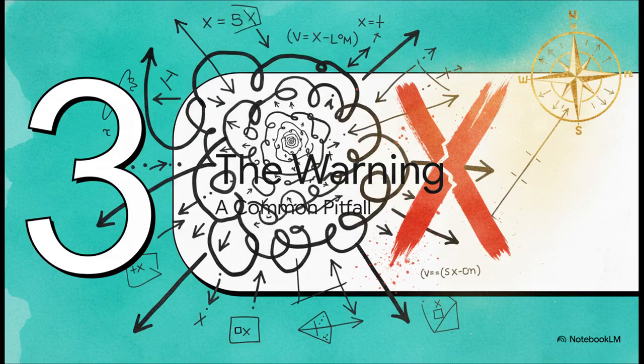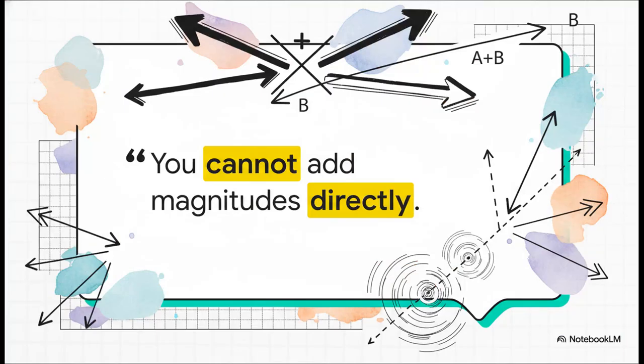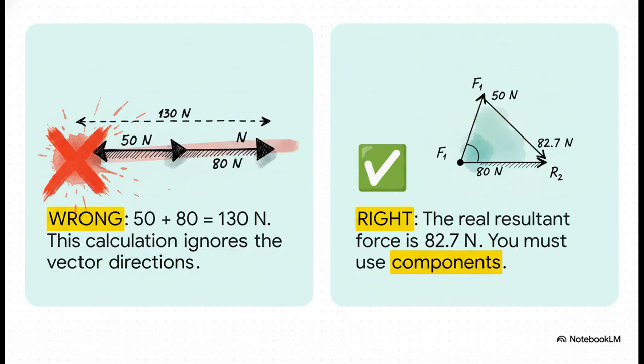Now, before we move on, I want to point out a really, really common mistake. It's such an easy trap to fall into, but once you see it, you'll know to avoid it. Here it is, the big one. You can never, ever just add the lengths of two vectors together. I know, it feels like it should work, but doing that completely ignores their direction, which is half the point of a vector. I mean, just look at the difference here. The wrong way, just adding 50 and 80, gives you 130 newtons. But the right way, the method that actually accounts for the directions, gives you 82.7 newtons. That is a massive difference. This is exactly why working with components is absolutely crucial to getting the right answer.